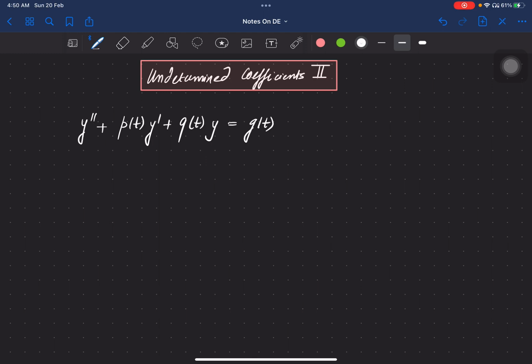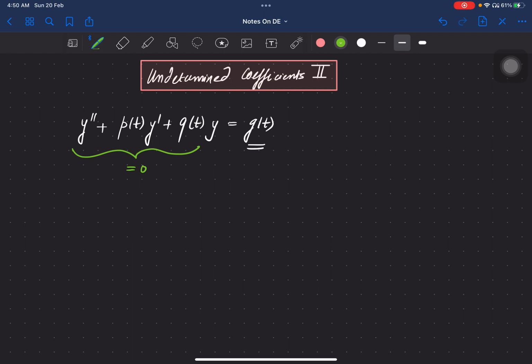So we saw an example last time where the function g of t, that is the non-homogeneous part, is not a part of the solution of the homogeneous part, this equal to 0. The functions in g of t were not a part of the solution of the homogeneous part. Then we saw how to solve the second order differential equation.